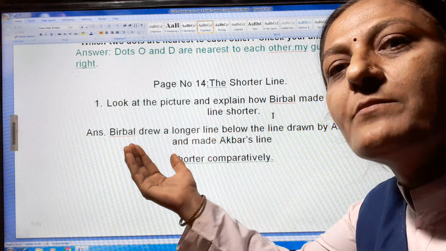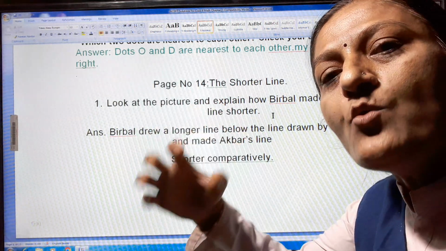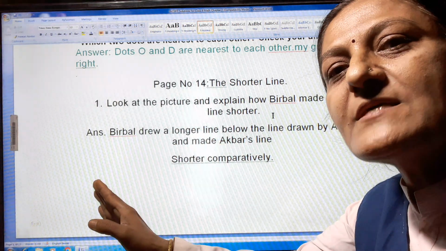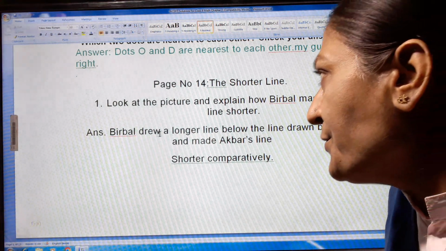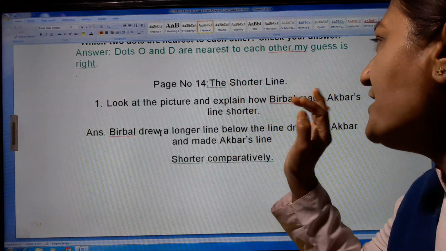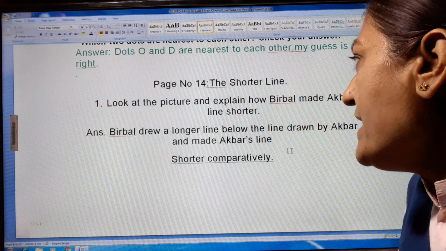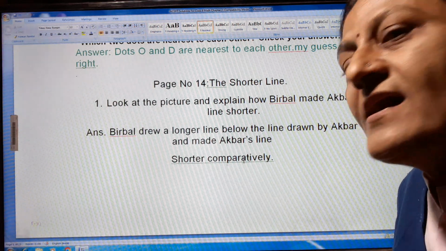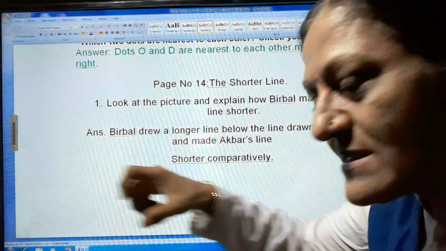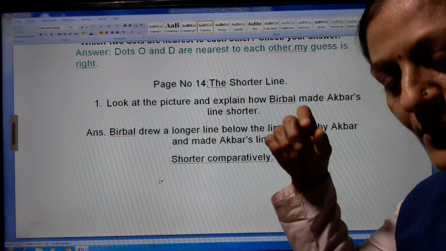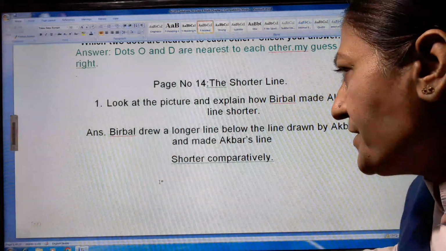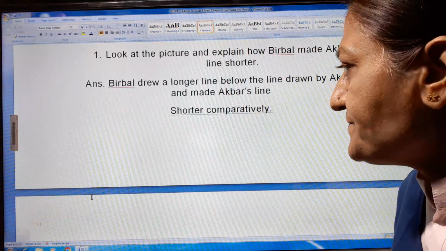Akbar asked Birbal this question, that without erasing his line, make his line shorter. So now in the answer part we write: Birbal drew a longer line below the line drawn by Akbar and made Akbar's line shorter comparatively. So one short line is there, and below this line, when we make a longer line, then automatically the first line becomes shorter. So Akbar's line became shorter comparatively to Birbal's line.